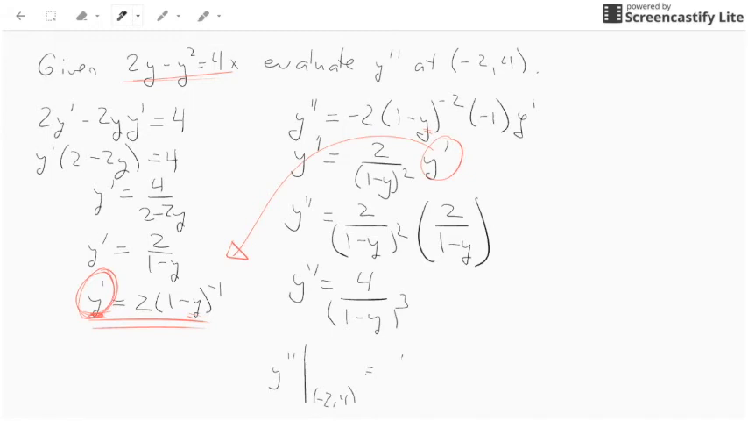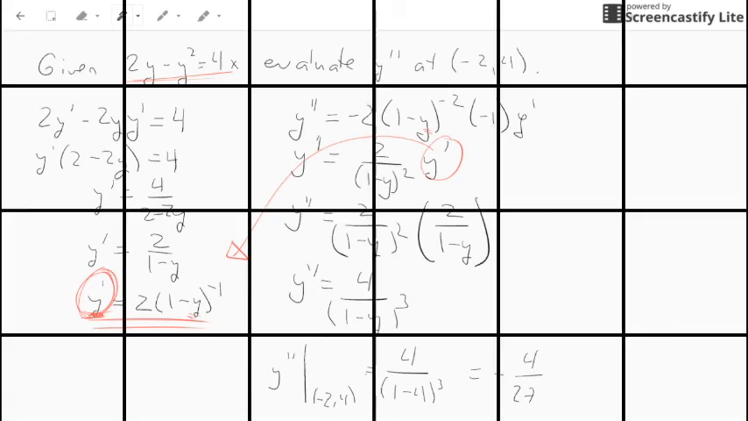So all I'm going to do is enter in that y, 1 minus 4 cubed. I would like to have done this vertically and move this down, but obviously you can see I'm running out of room here. So in the denominator, 1 minus 4 will be negative 3. Cubed will be negative 27. So I just move that negative out front, and my final answer becomes negative 4 over 27. That's the value of the second derivative at negative 2, 4.